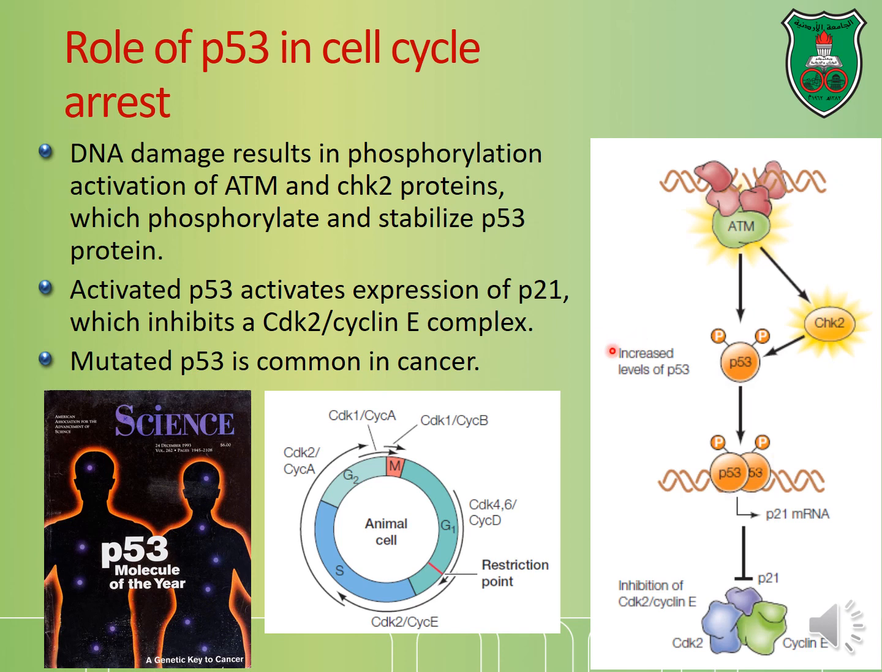Now this P53 is activated by two proteins. One of them is known as ATM and the other one is known as CHK. Now ATM is a sensor for DNA damage. So whenever there is DNA damage, ATM is activated. It phosphorylates P53 either directly or indirectly by activating CHK2. Now phosphorylated P53 can then sit on DNA, increasing the expression of P21, which is an inhibitor of cyclin E and CDK2 complex. So preventing cells from progressing through the S phase.